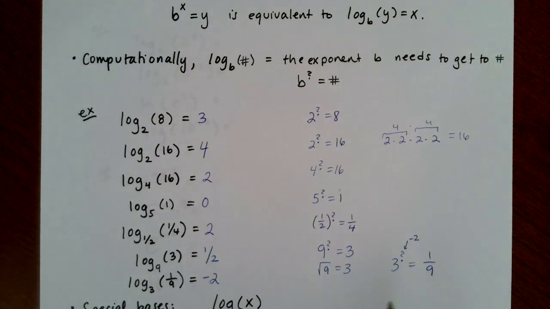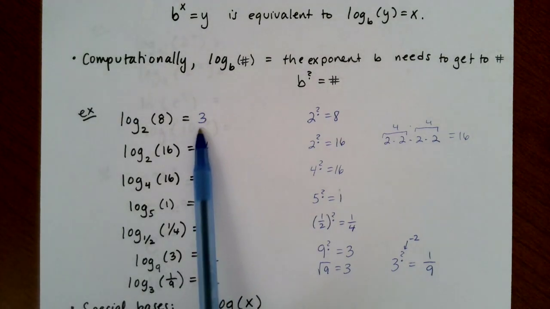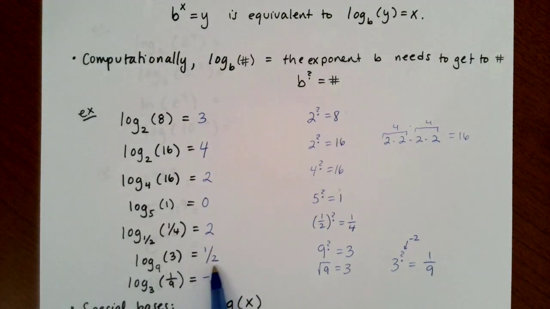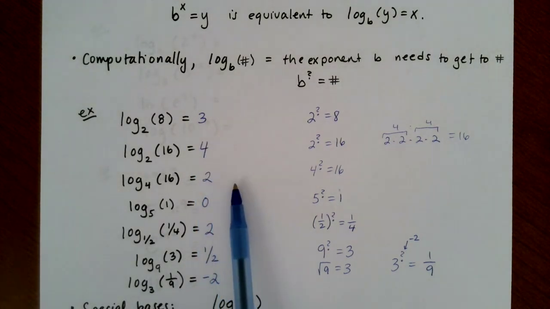So what we're starting to observe here is that the outputs of a logarithm can actually be anything, right? We've got positive big numbers, we got 0, we got fractions, negatives. You can actually have any number be the output of a logarithm.